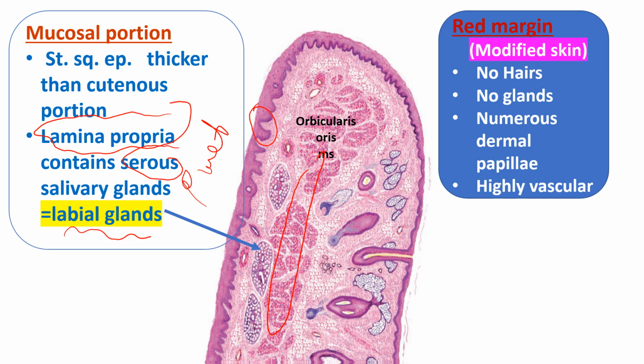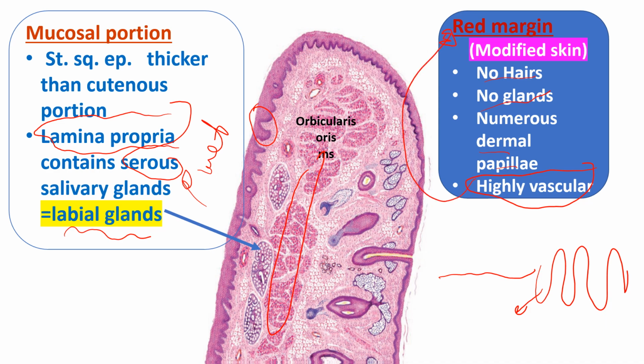Continuing to the outside, we have a region which is called the red margin or vermilion border. The vermilion border is a modified skin. What is meant by modified? It means that it has no hair, no gland, and contains numerous dermal papillae. What is dermal papillae? If we have epithelium like that, it goes up and down, up and down. This up and down is called papillae, dermal papillae. It is highly vascular. Why is it highly vascular? Because it contains numerous blood vessels. These numerous blood vessels give it the red color.